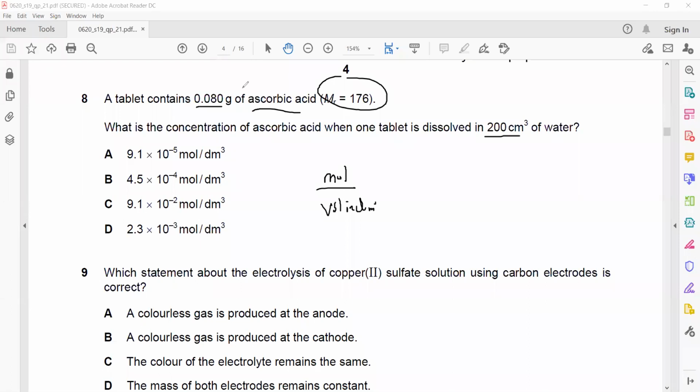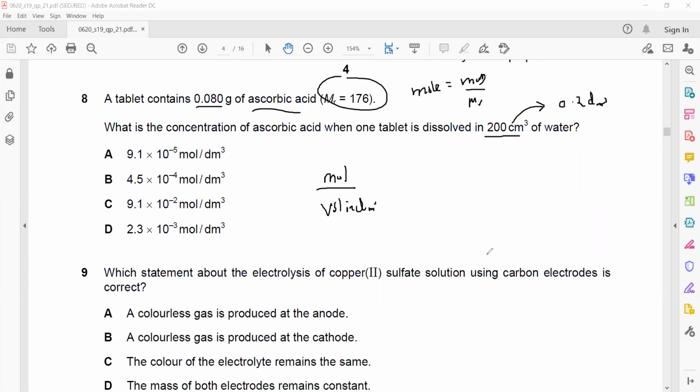How to find the moles from the mass? I'm not doing the calculation, I'm just mentioning a formula which you'll use. So moles equal mass in grams divided by molar mass or relative atomic or molecular mass. You will get the moles, and the volume is in cm³, so it should be in dm³. When you divide it by 1000, it will be 0.2 dm³. So after division, find the moles and divide by volume.